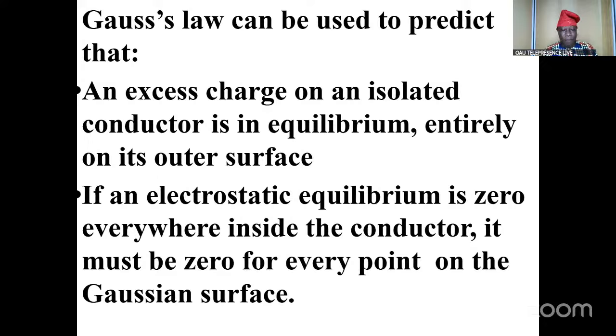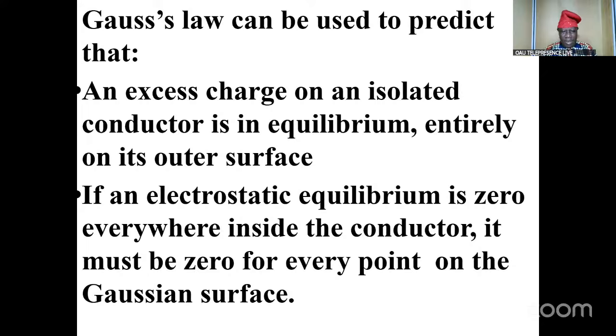We want to quickly mention uses of Gauss law. Gauss law can be used to predict that an excess charge on an isolated conductor is in equilibrium. And try to understand what we mean by excess charge, then the isolated conductor. Apart from the single charge, when you have two or more charges, then you look at the entire outer surface and see how the charges move. That's what that statement means.